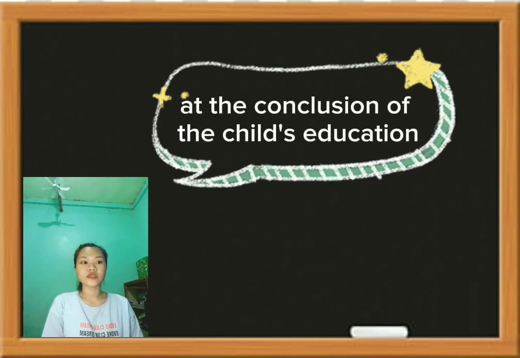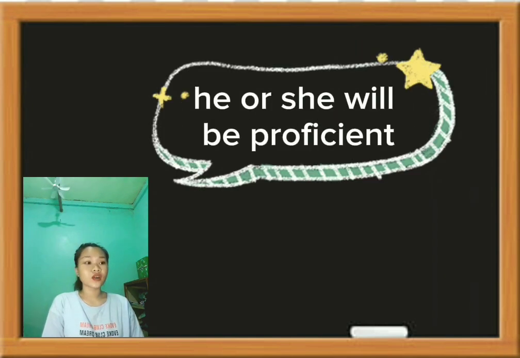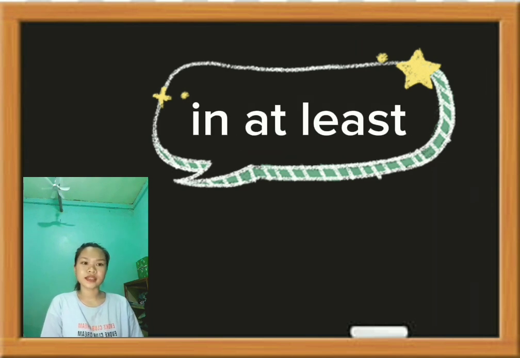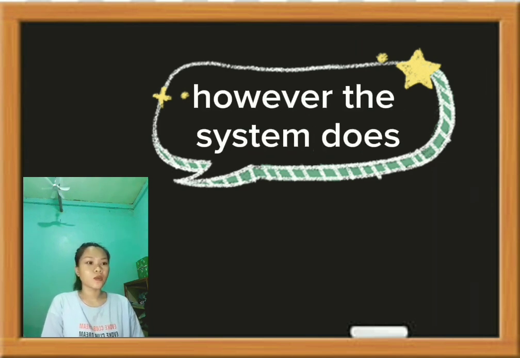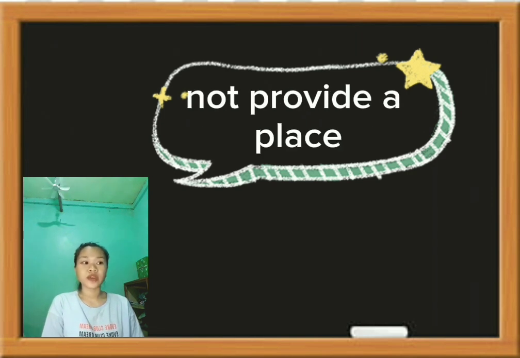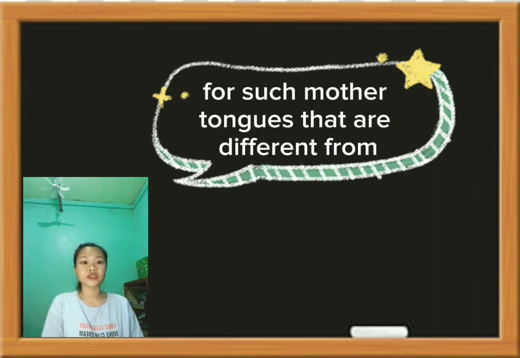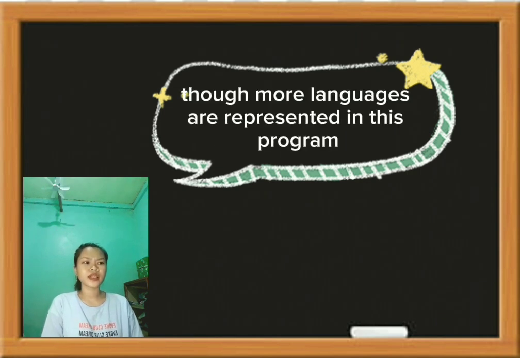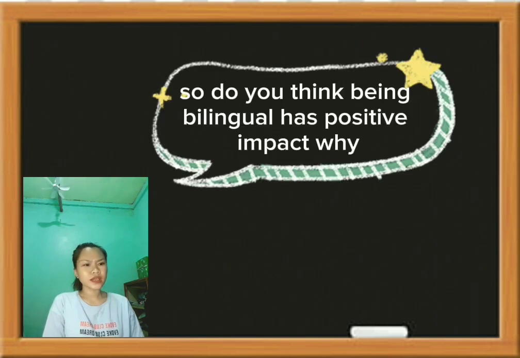At the conclusion of the child's education, he or she will be proficient, if not fluent, in at least three languages. However, the system does not provide a place for mother tongues that are different from the regional languages, though more languages are represented in this program. So, do you think being bilingual has a positive impact?